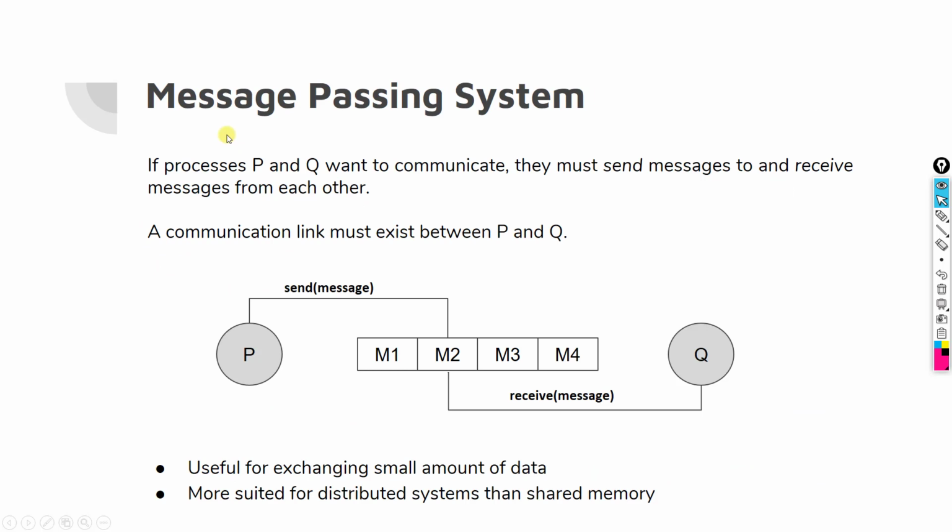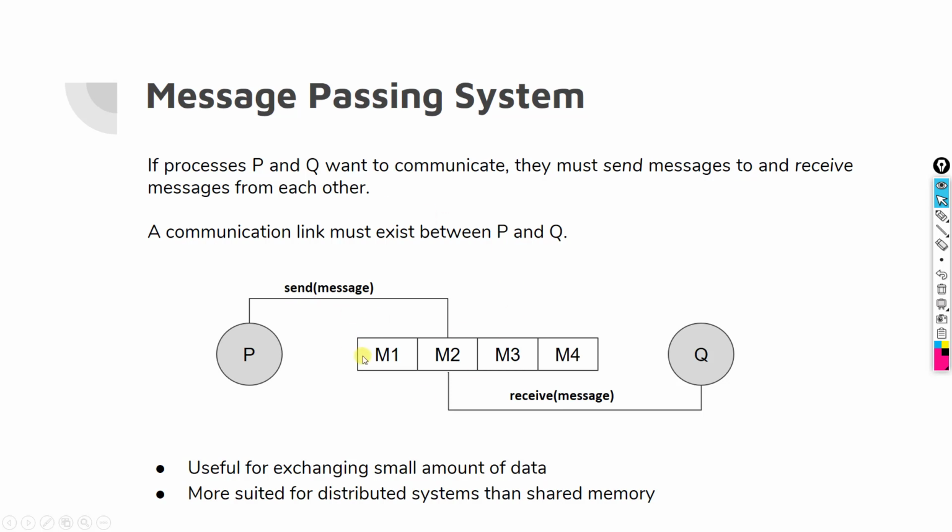Okay, so let us now go into details with the message passing system. If processes P and Q want to communicate, they must send messages to and receive messages from each other. As we have seen earlier, message passing is all about sending and receiving messages. So there should be a communication link between P and Q, because without a communication link, the communication cannot happen, right? So P sends a message, that is M2, and Q receives the message M2 via the receive function call, and P sends the message using the send function.